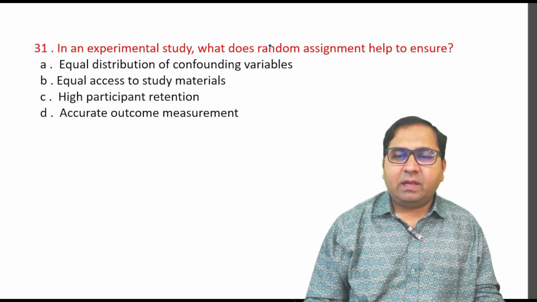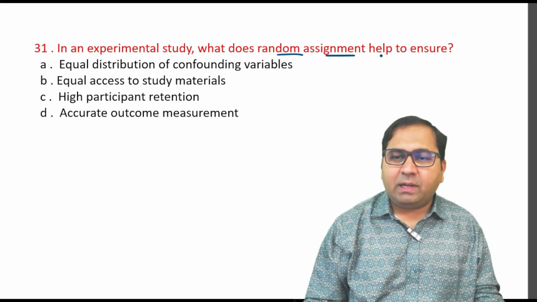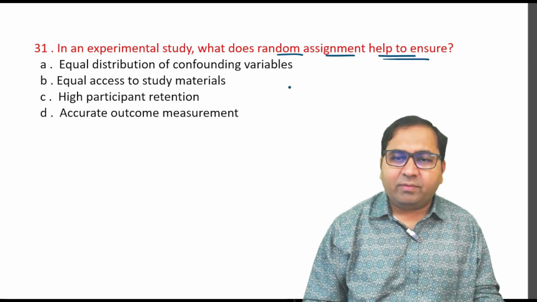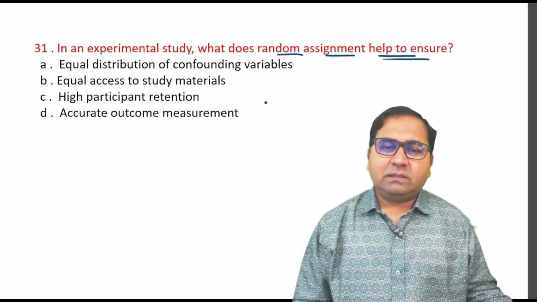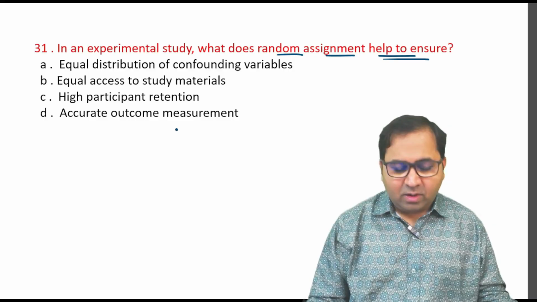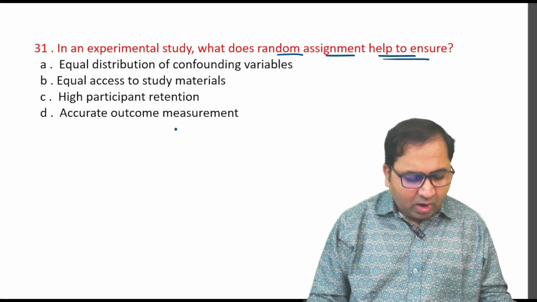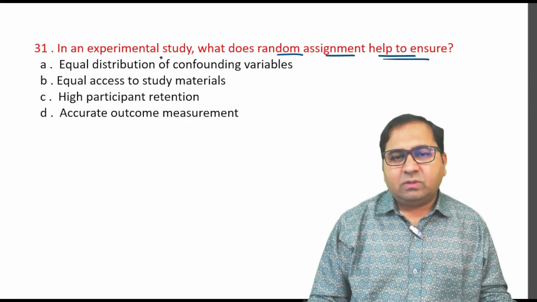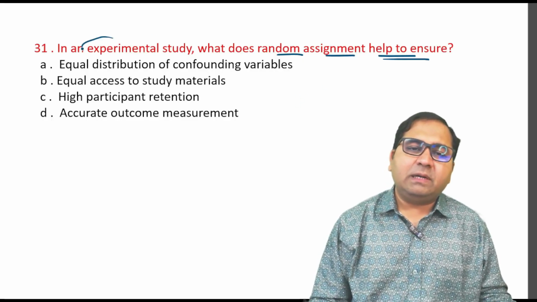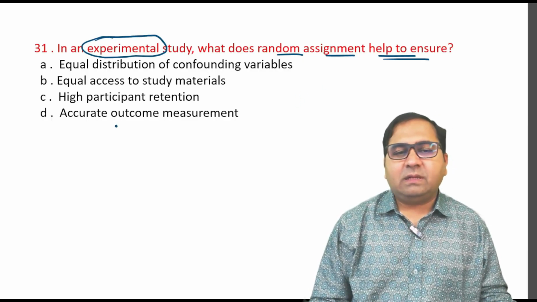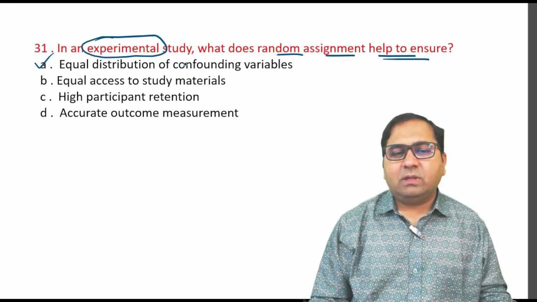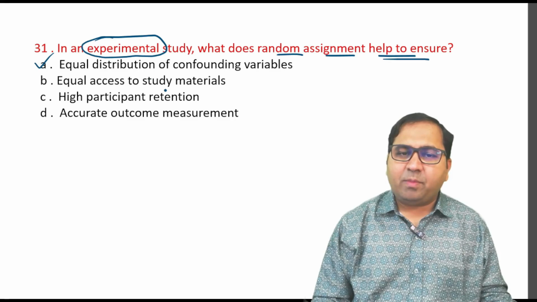Next question. In an experimental study, what does random assignment help to ensure? The options are A, equal distribution of confounding variables, B, equal access to the study materials, C, high participant retention, or D, accurate outcome measurement. So what does random assignment help to ensure in the experimental study? The answer is that there will be equal distribution of confounding variables. So option A is correct. Please remember this answer.